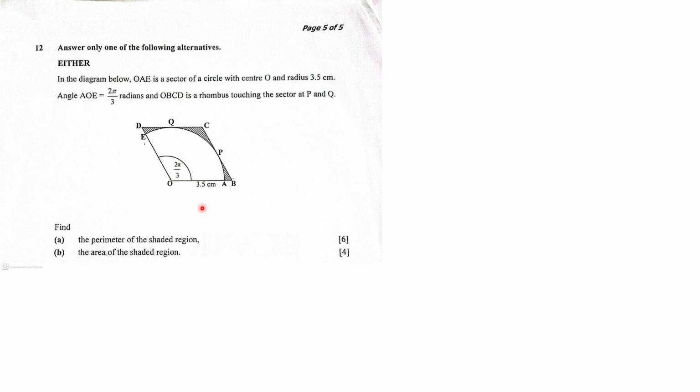Let's first understand the question. Let's observe and check out what we have been given. They've given us two things in here. They've given us a sector, and they have also given us a rhombus in this question.